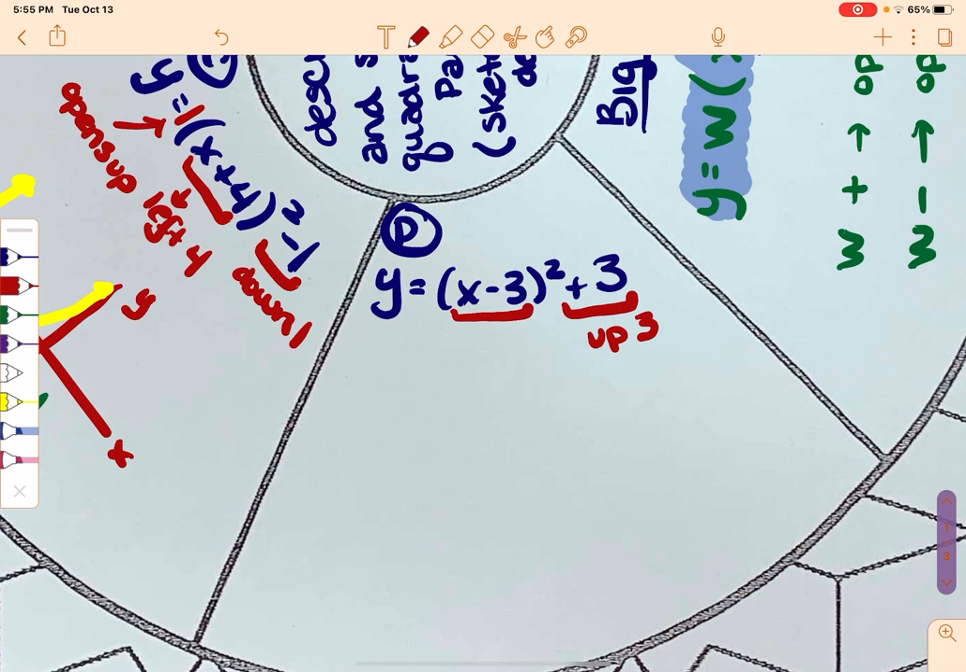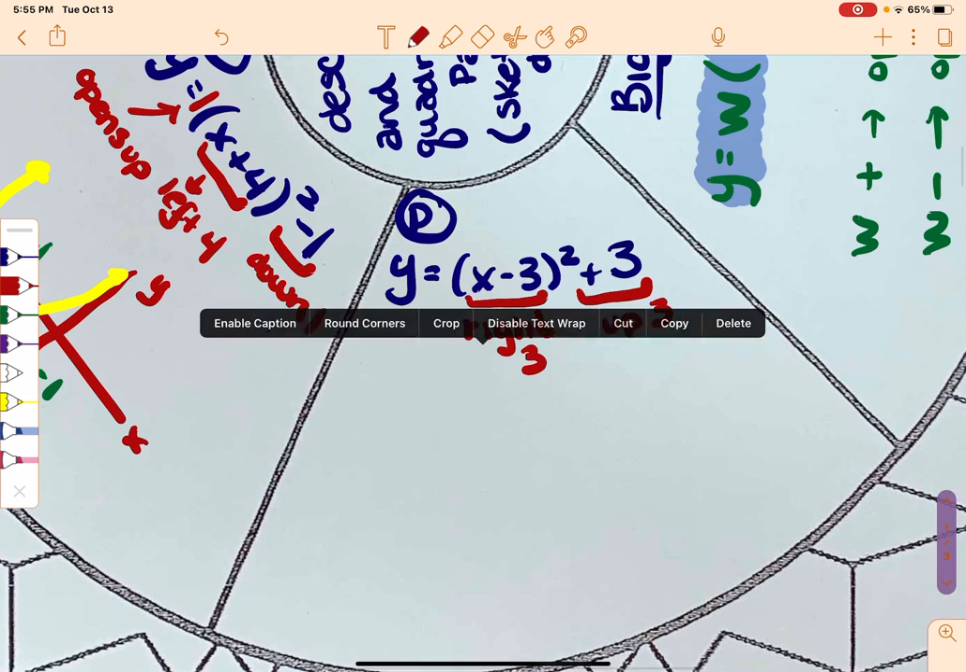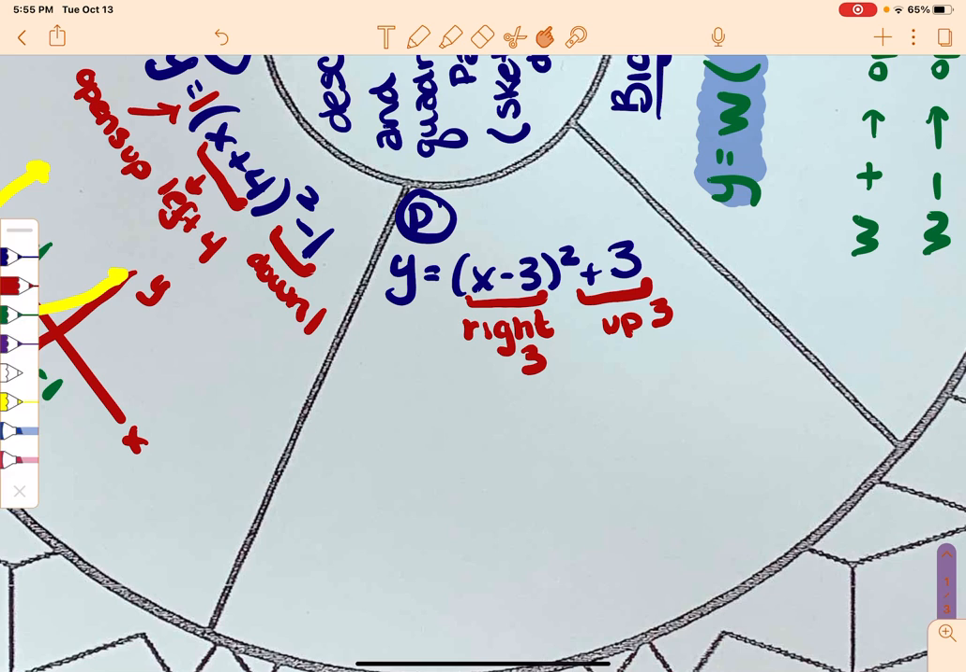Now, if it's x minus 3, that means it's going to go to the right 3. Now, I assume right now that there's a 1 out here because they don't give me any other number. Hang on, just trying to get it to right. There we go. So that means that it opens up.